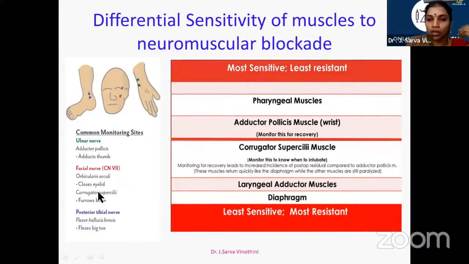Or we can monitor corrugator supercilii and look for the furrowing of the eyebrows, or the posterior tibial nerve can also be monitored. We can look for the flexion of the big toe. But we can see that the muscles are not uniformly sensitive. So not all muscles get blocked at the same time frame.